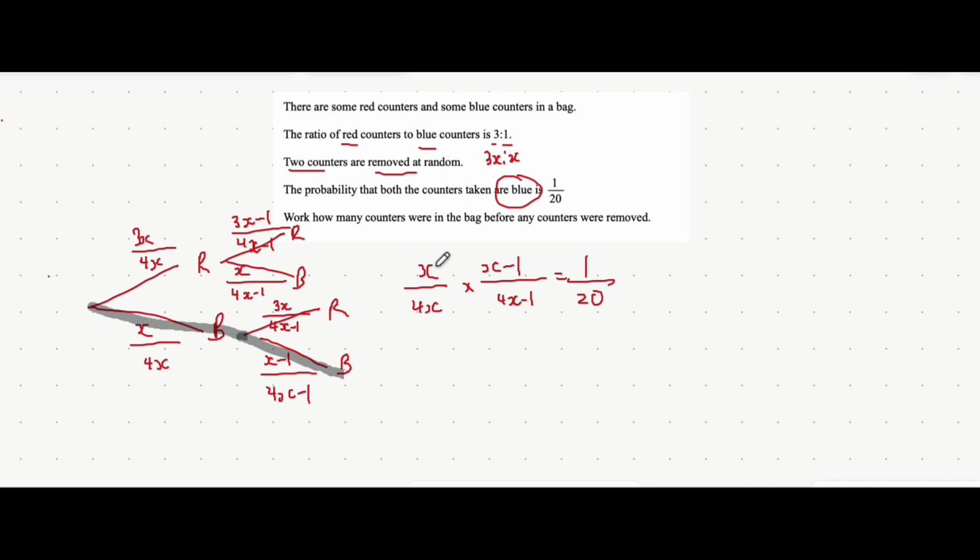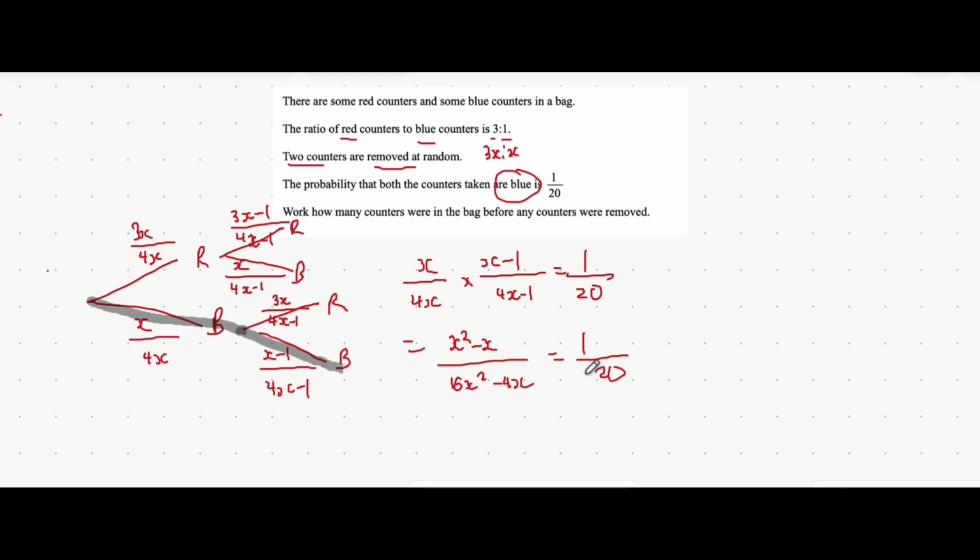When you multiply fractions, you're multiplying the denominators and the numerators in order to get the numerator and denominator of the answer. So we say that x multiplied by x minus 1, which will just become x squared minus x, just to neaten things up, all over 4x multiplied by everything here. So 4x times 4x is 16x squared. 4x times minus 1 is minus 4x, is all equal to 1 over 20.